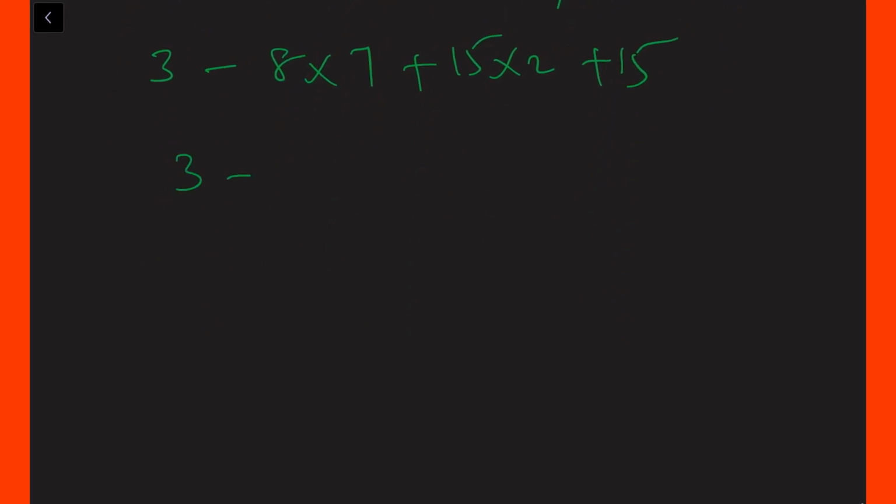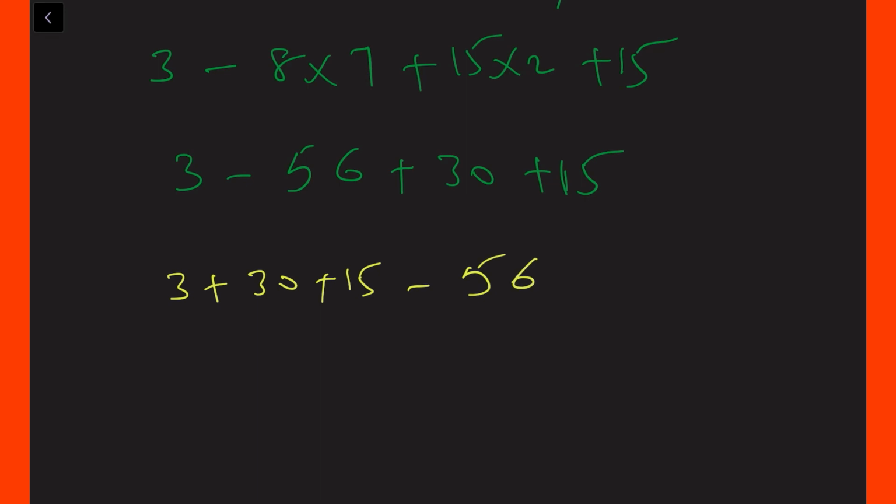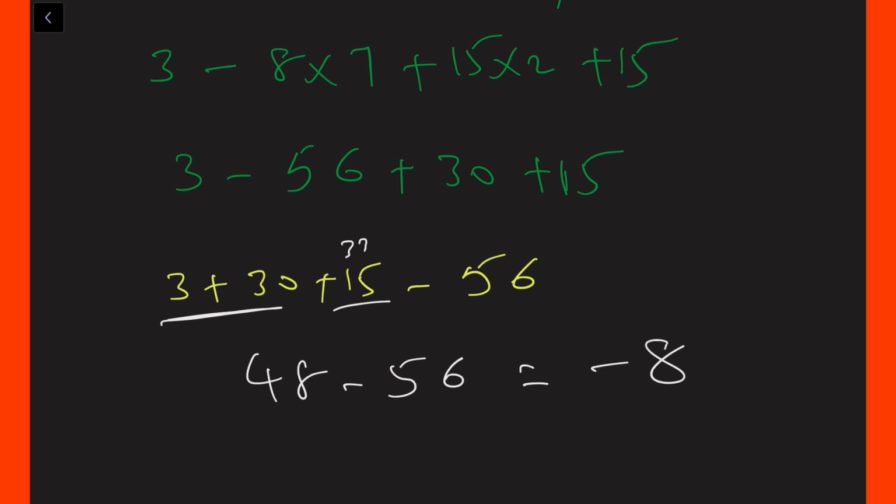3 minus 8 sevens are 56, plus 15 twos are 30, plus 15. First I will write all the positives together and the negatives together. 3 plus 30 plus 15 minus 56. 3 plus 30 is 33, 33 plus 15 is 48, minus 56. 48 minus 56 is minus 8.